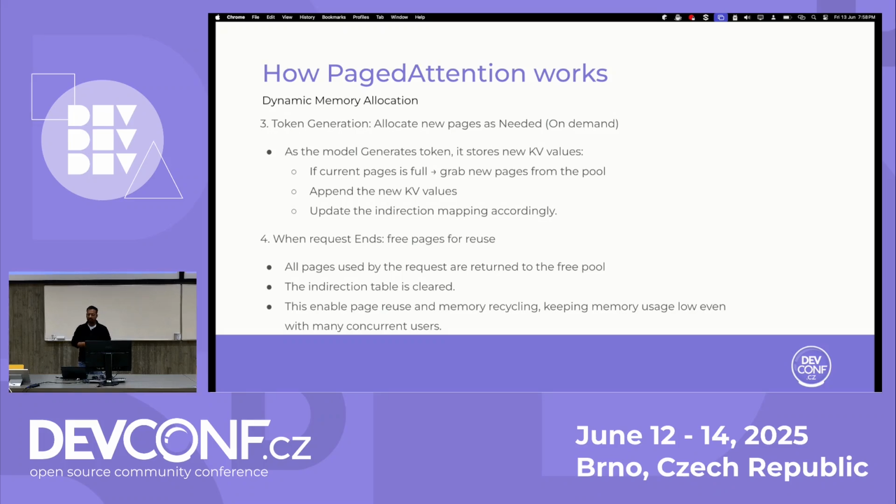Token generation, it will allocate new pages as needed, as I told you. So if there is any new request, and if we require more tokens, more pages for that, if there are some extra tokens, then it will grab a new page from the pool and assign it to that particular request. And when the serving of that request ends, then it will just scrap those pages and move them back to the pool which we have for the pages.